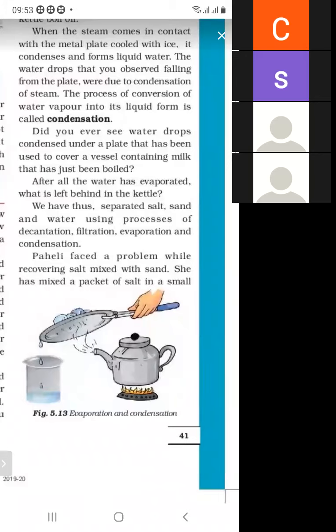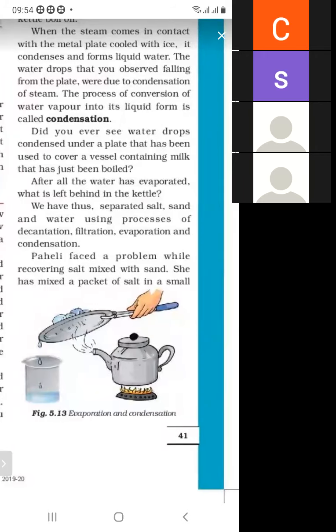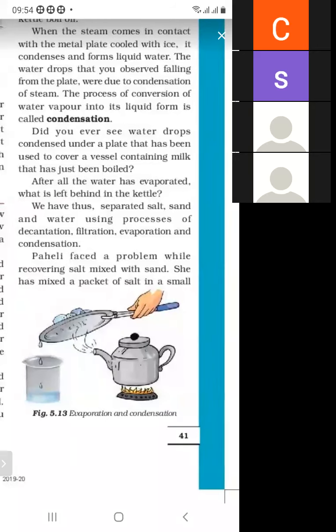Did you see water drops condensed under a plate that has been used to cover a vessel containing milk that has been boiled? As we see, when we boil the milk and put a plate on it, water droplets come on the plate, and after all the water has evaporated, what is left behind in the beaker? So in figure 5.13, what phenomenon occurs? Evaporation and condensation.